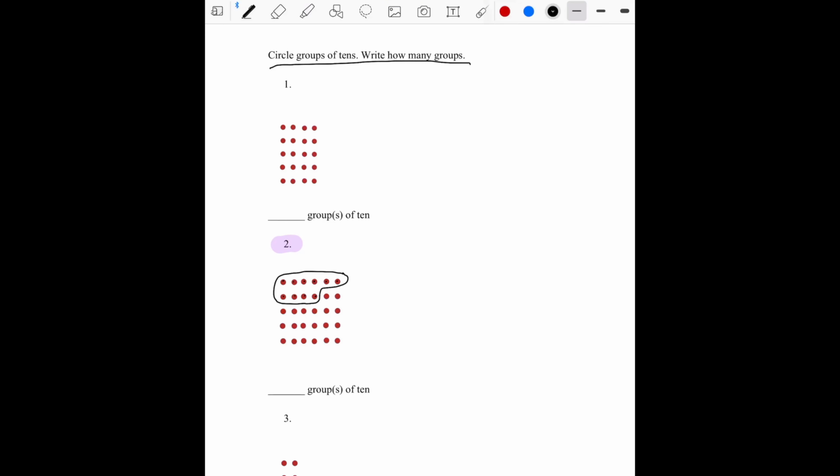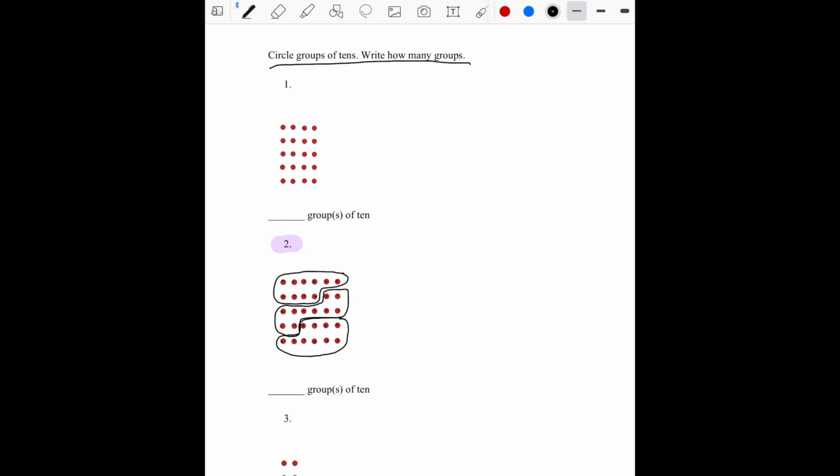And then we're going to count another group of 10 again. 1, 2, 3, 4, 5, 6, 7, 8, 9, 10. Alrighty, so we have another group of 10 that we're going to circle. Alright, and then we're going to count another group of 10. 1, 2, 3, 4, 5, 6, 7, 8, 9, 10. Alrighty, so I believe that is our last group of 10.